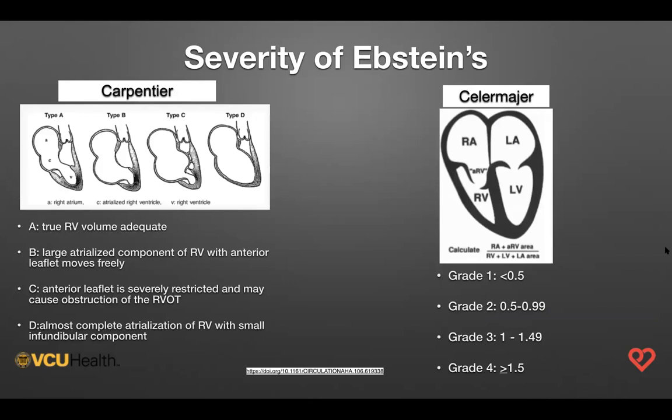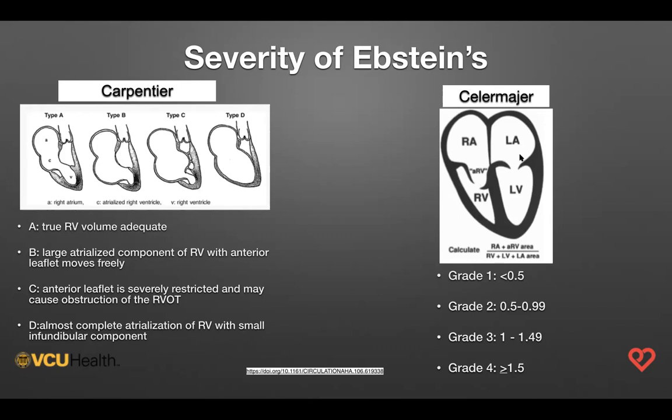When you're looking at severity of Ebstein's, there are two ways to grade them, and these are the two. You've got the Carpentier and the Celermajer, sorry. And I'm not going to read through this exactly, but you can see how this works. Basically, in the Carpentier, you want to see how much of the valve is restricted and how much of the RV actually exists. And so by the time you get to type D, you basically don't have a significant amount of RV, and actually you don't have a very significant amount of RV outflow tract.